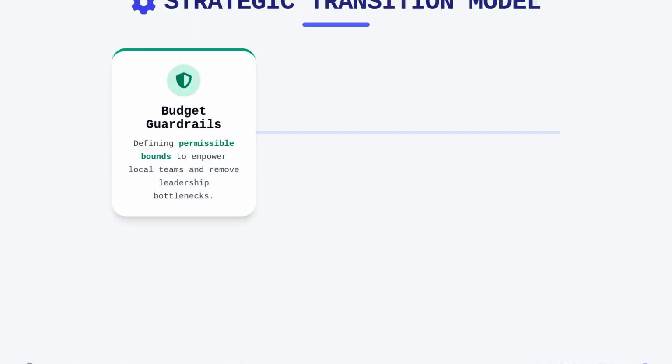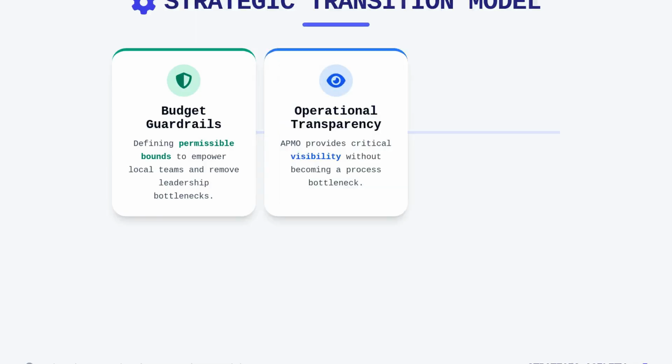Transitioning to this model requires a deep understanding of how these mechanisms interact to preserve the integrity of the organizational strategy. When we define budget guardrails, for instance, we are explicitly stating what is permissible, which empowers the teams to make local decisions without constant escalation to leadership. This operational transparency is necessary for the APMO to provide value without becoming a bottleneck.